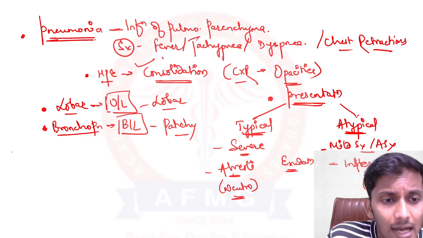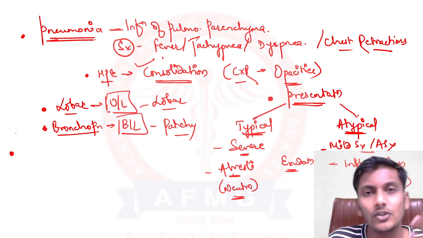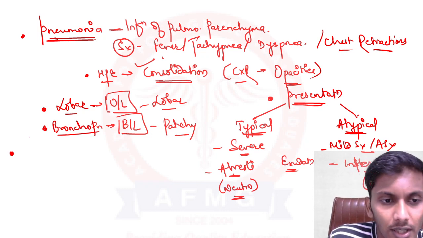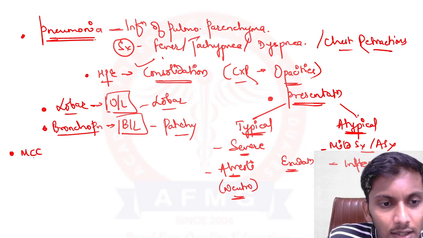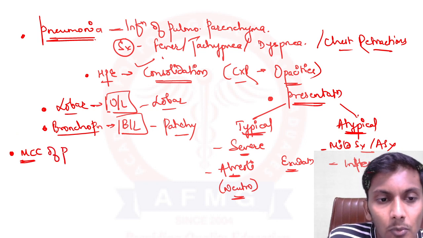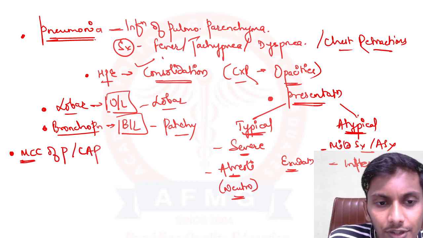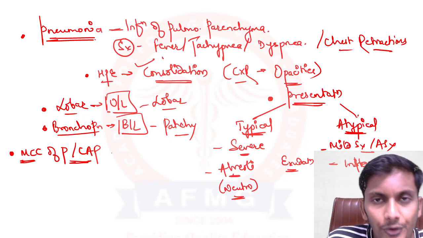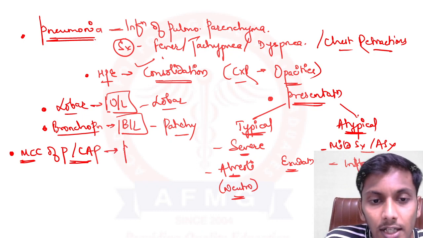Now, going to the causes. As we all know in medicine, pneumonia is also divided into community acquired pneumonia, hospital acquired pneumonia, and ventilator associated pneumonia. So let's discuss first of all, what is the most common cause of pneumonia? The most common cause of pneumonia or community acquired pneumonia is the same. Okay, so the most common cause of pneumonia overall or community acquired pneumonia is pneumococcus.